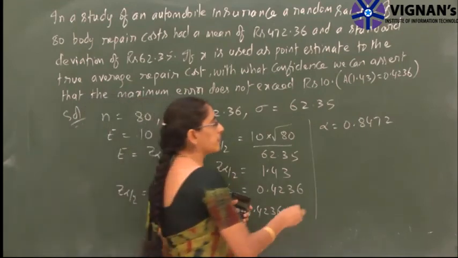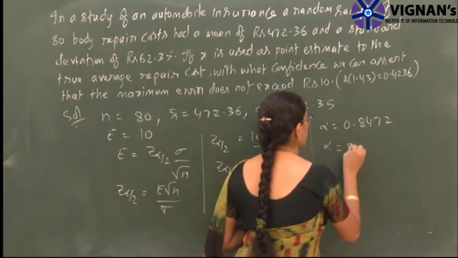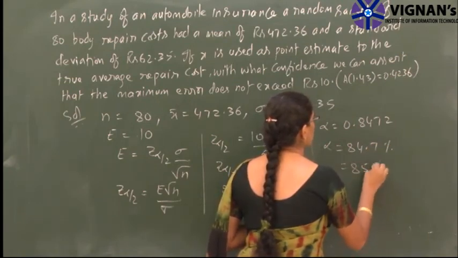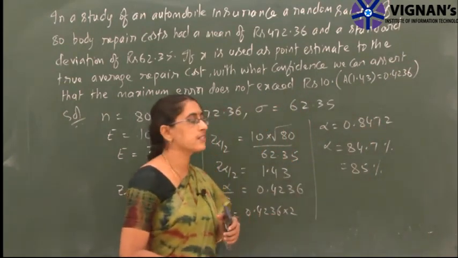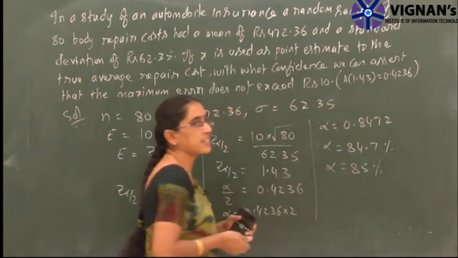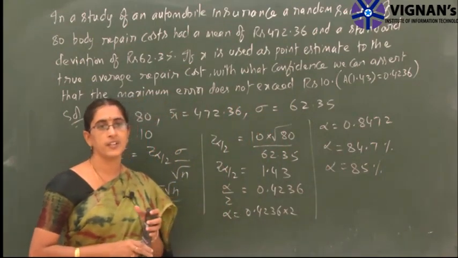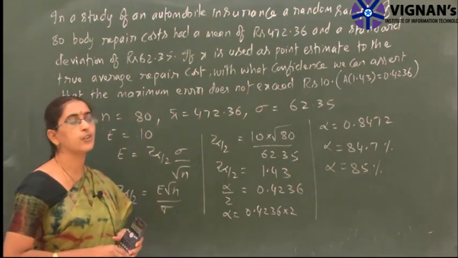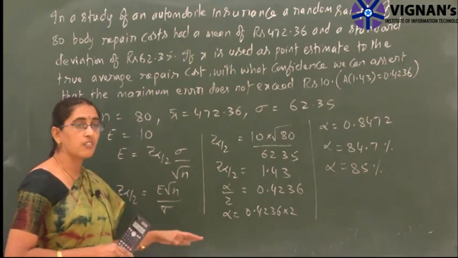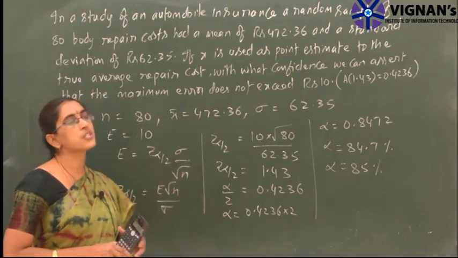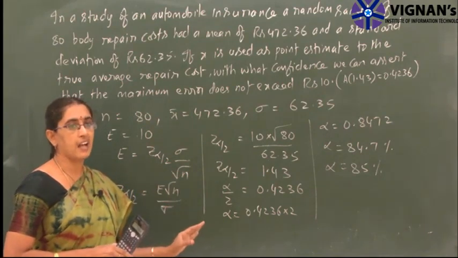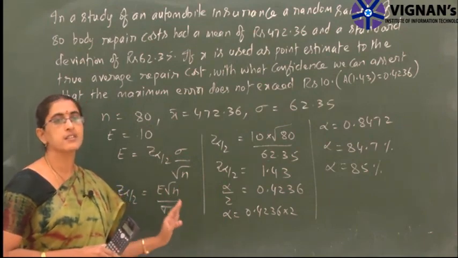So into 100% means the confidence level is here 84.7%. If you round off, it is 85% confidence. So with what confidence can we assert? With 85% confidence we can assert that the maximum error does not exceed rupees 10. So to find the confidence level here, we have to use the normal tables. Is it clear how to find the alpha value? I hope you understand this alpha value.